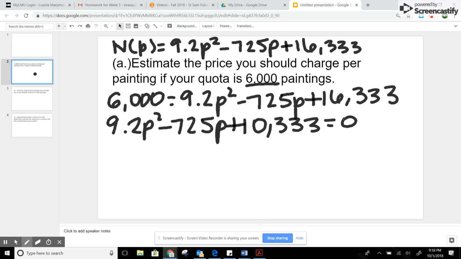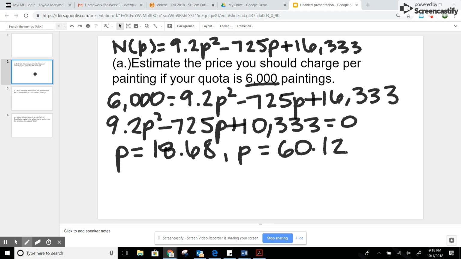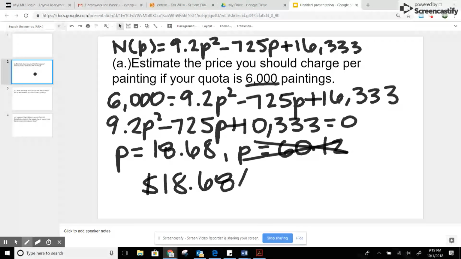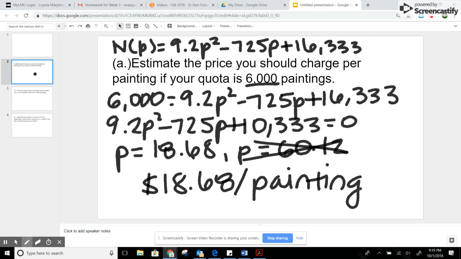And then I plugged that into the calculator and found my zeros. My two possibilities for P were 18.68 and 60.12. But remember from the original question, it said that it needs to be less than $50 per painting. So it can't be this one here because that one exceeds the $50. So my P has to be 18.68. So in order to meet the 6,000 quota, I would need to charge about $18.68 per painting. And that's your answer for part A.